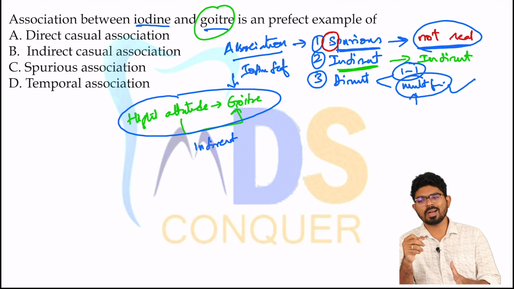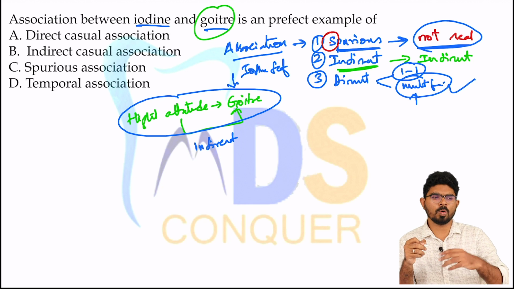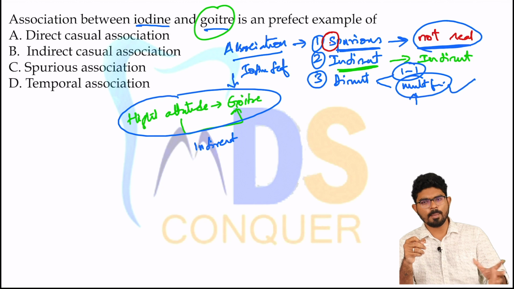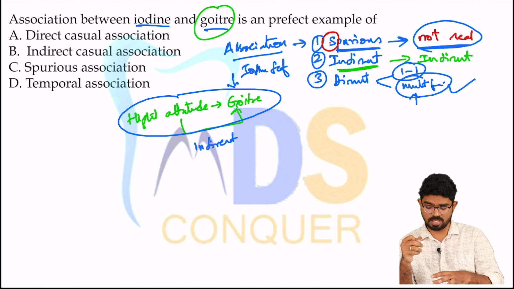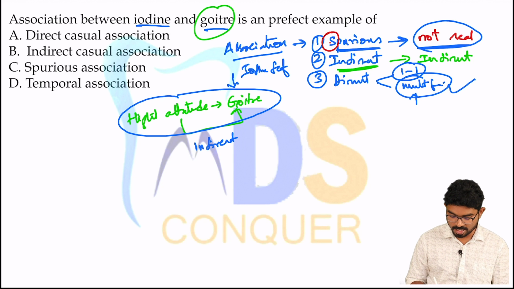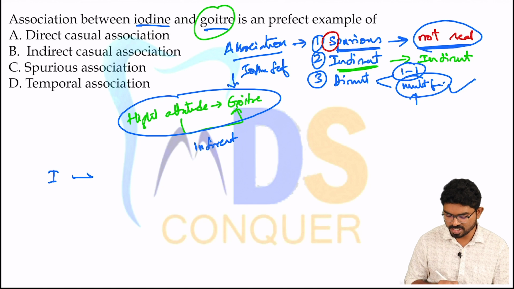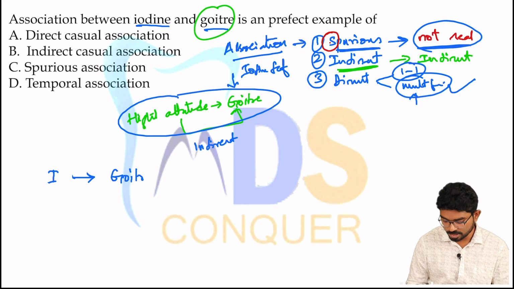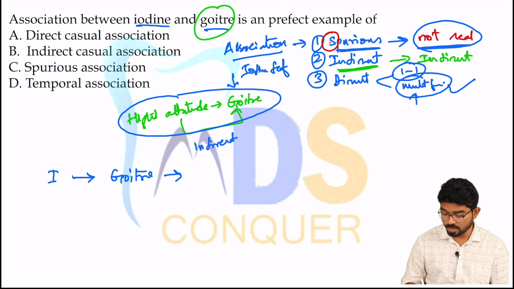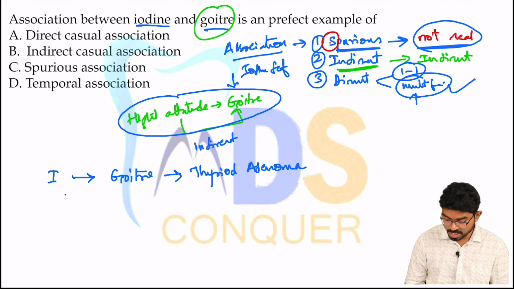Similarly, you can take hypertension or cardiac problems. Most of the cardiac problems are related to obesity, your lifestyle, your food habits, and all these are called multifactorial association. Okay, right? So I'm going to give one good example which is given in the examination. Iodine deficiency is going to cause goiter, and this may lead to thyroid adenoma.